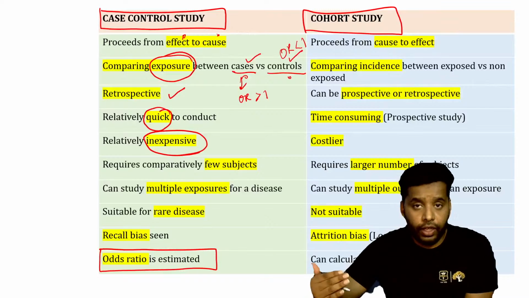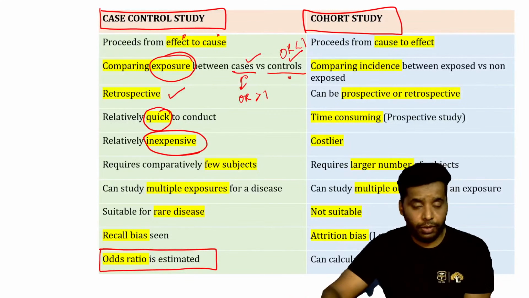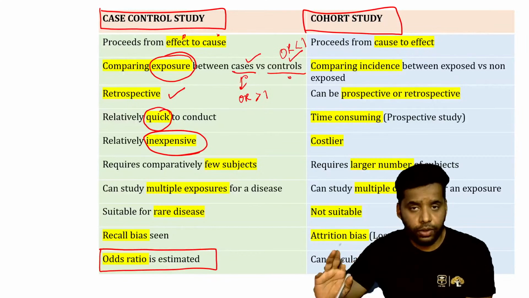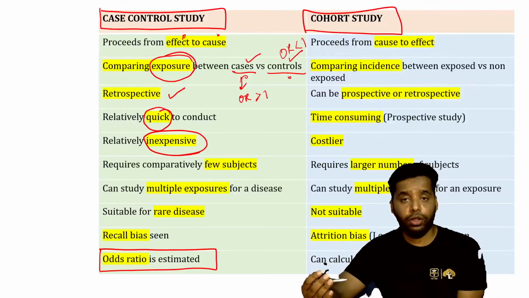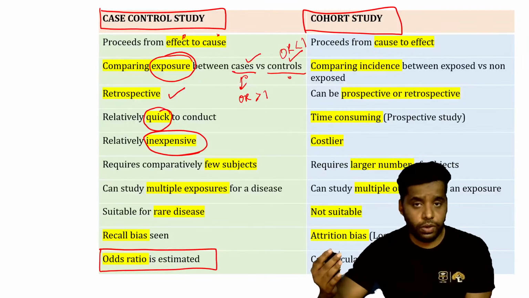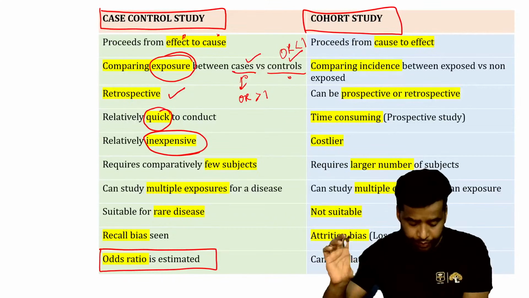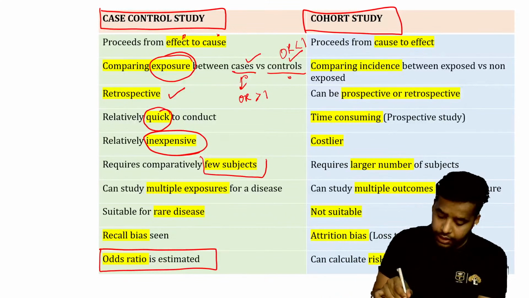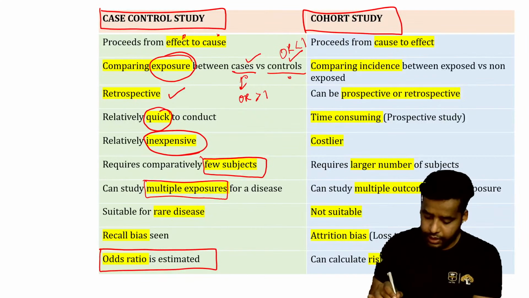Cohort study, where you do follow up, is very difficult to conduct, you need time and cost. But case control study, no need to worry about time and cost. If I don't have time, if I want to know the strength of association, what study to be done, if they're asking, case control study. Very less number of subjects, and you can study multiple exposures for a disease.